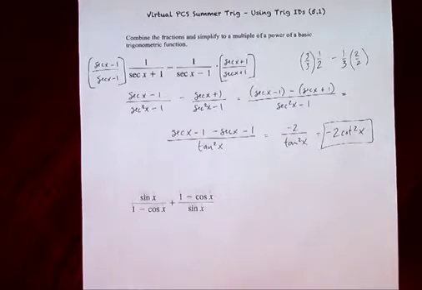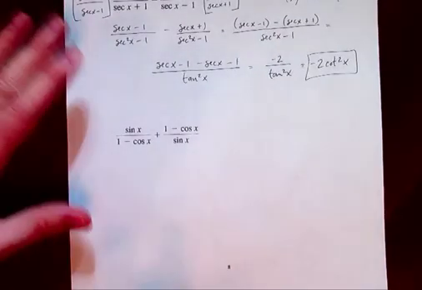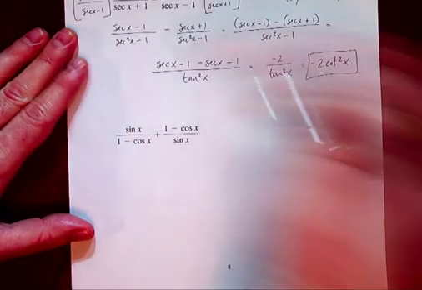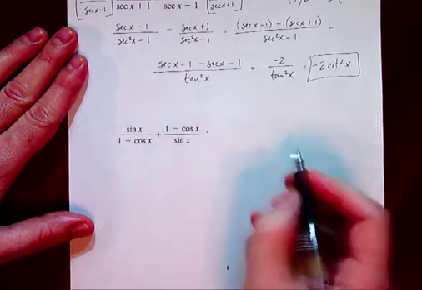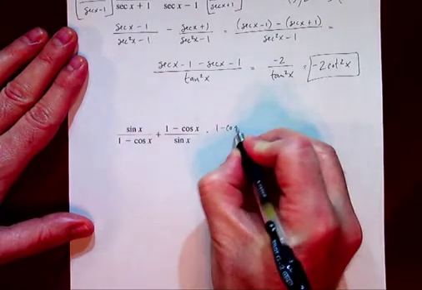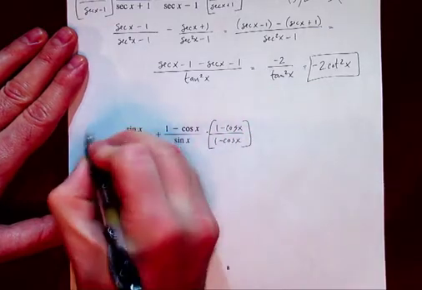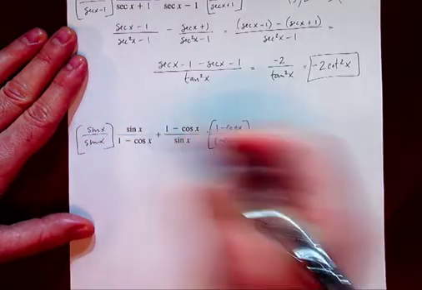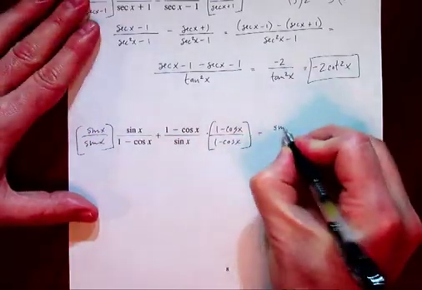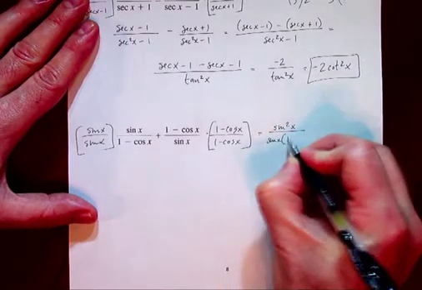Let's go and look at this one down here. Let's go ahead and use the same strategy. There is another way to do this one, but let's use the same strategy as we did on the one above. Let's multiply this one right here by this denominator over itself, 1 minus cosine x over 1 minus cosine x. And we'll multiply this one by sine x over sine x, right? And what we'll get here is sine squared x over sine x, 1 minus cosine x.